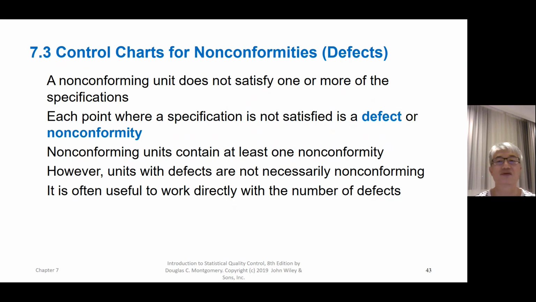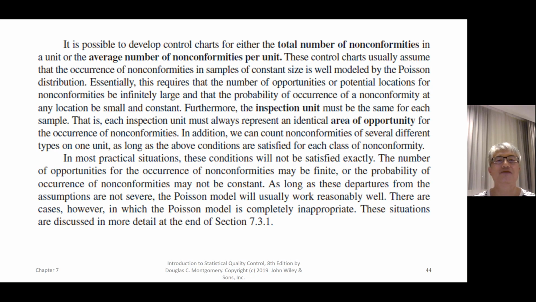So it is often useful to work directly with the number of defects. It is possible to develop a control chart for either the total number of non-conformities in a single unit, where we sum it up over the entire unit, or the average number of non-conformities per unit. So this control chart usually assumes that the occurrence of non-conformities in samples of constant size is well modeled by the Poisson distribution.